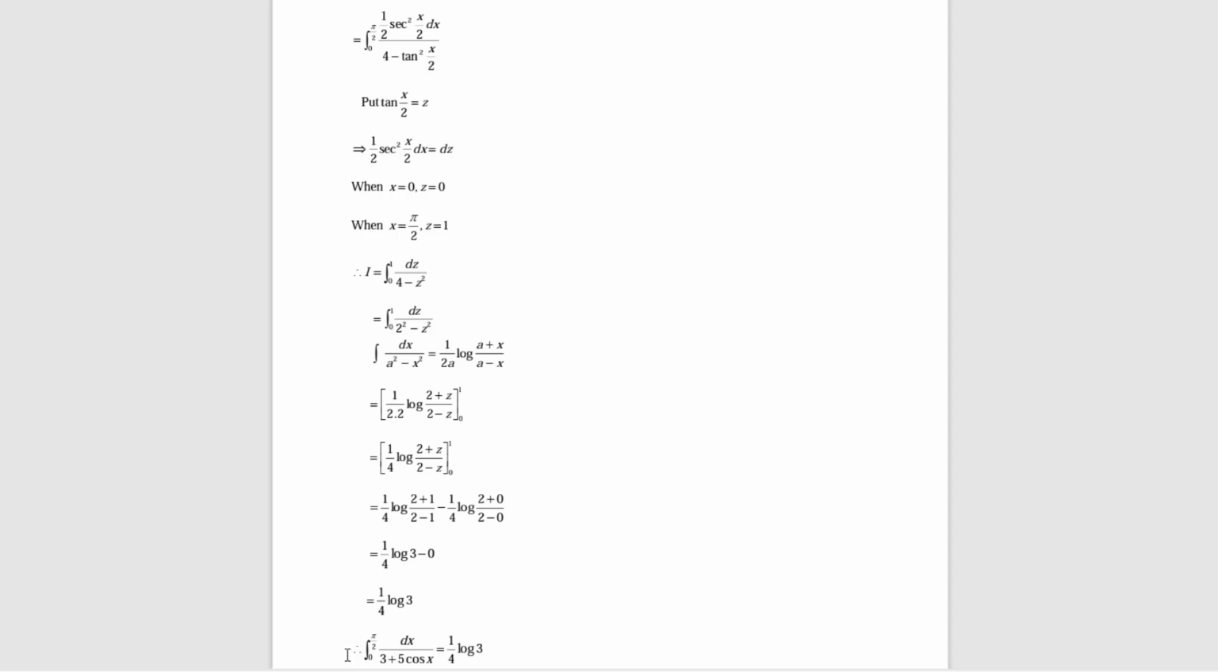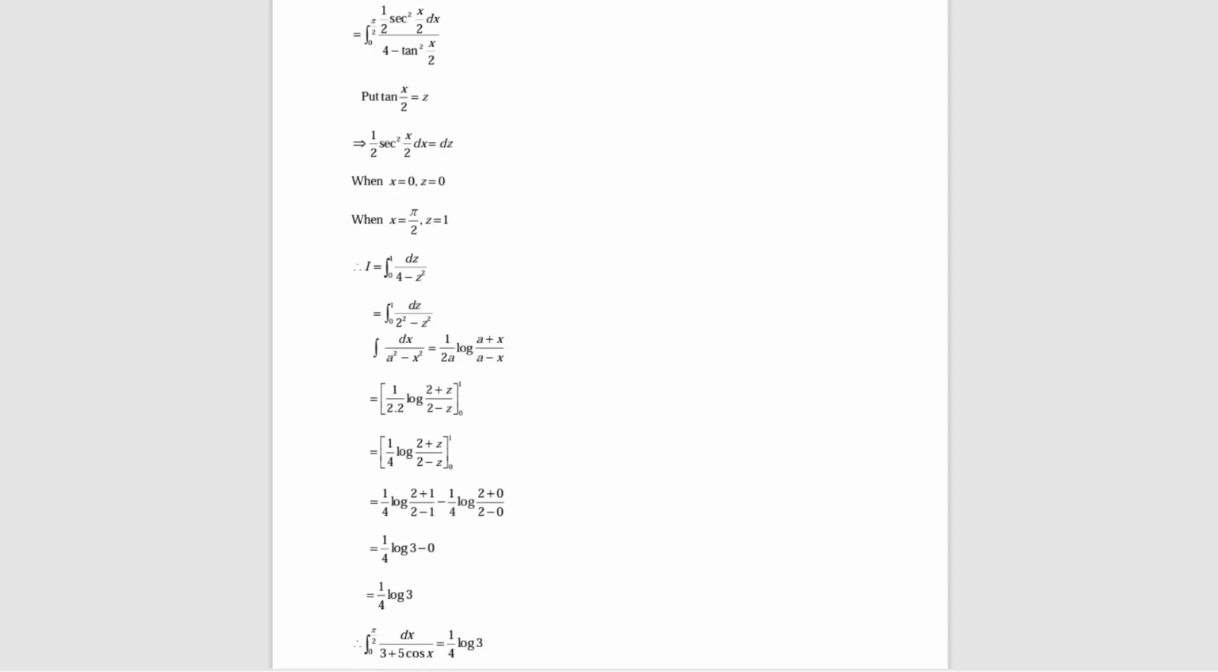So we got the integration of this thing is equal to 1 over 4 log 3.